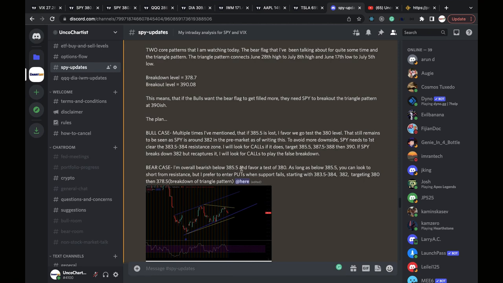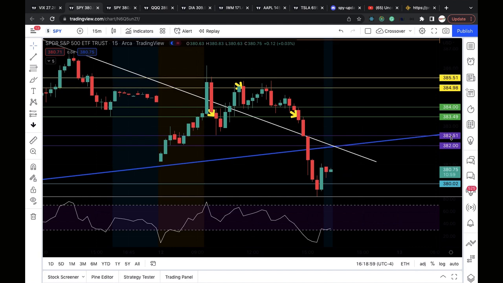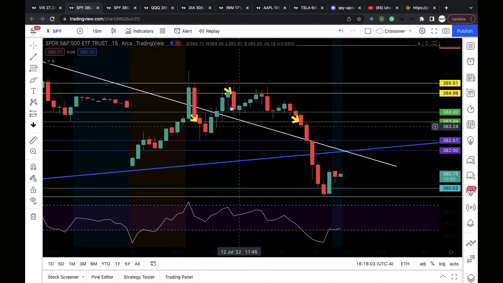So, if we're bearish, gotta look for puts. And I wrote right here, as long as below 385.5, you can look to short from resistance. And look at this. Here's the 15-minute chart. All my levels are based on the daily and weekly chart, my support and resistance level. But I like to use the 15-minute chart to execute my trade.